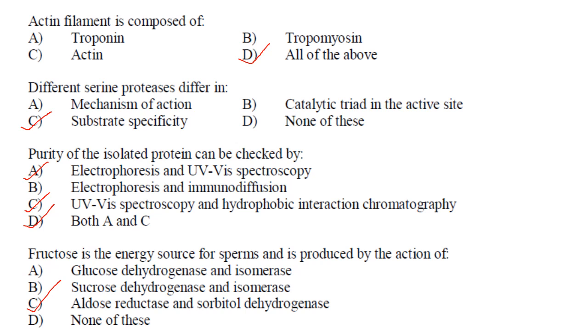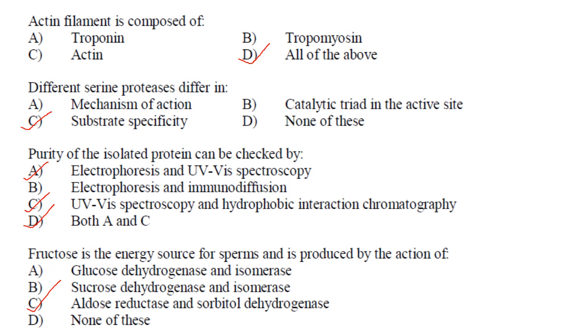So purity of isolated protein can be checked by electrophoresis and UV visible spectroscopy. Yes. Electrophoresis and immunodiffusion. No, immunodiffusion cannot be used. UV visible spectroscopy and hydrophobic interaction chromatography. Answer is option D, that is both A and C are correct.